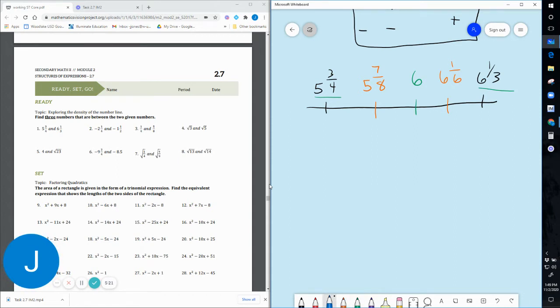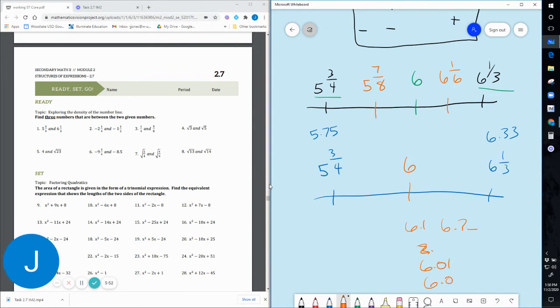Some students like to just say, okay, let's just try the same one again, right? So here's 5 and 3/4. Here's 6 and 1/3. Okay, they don't want to deal with fractions, so you could just go to decimals. This is the same thing as 5.75, and this is the same as 6.33. So now it's probably easier, because if you know 6 is in there, what about 6.1? What about 6.2? What about 6.01? Or 6.001? All these numbers fit in between these two values, and I've only scratched the surface.